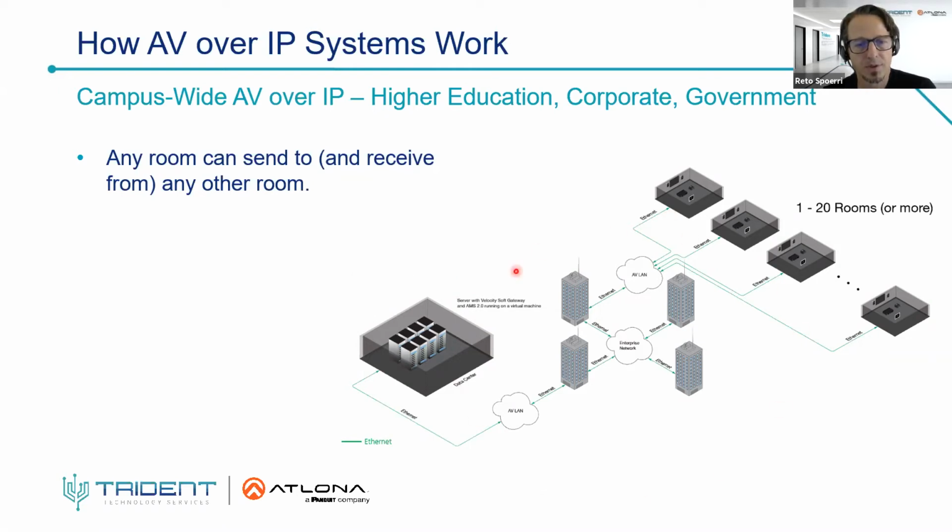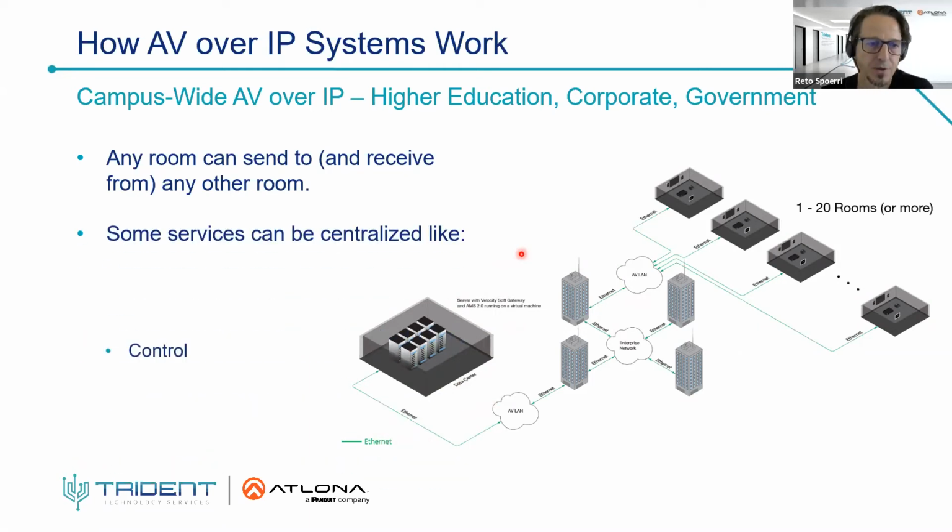Of course, larger campuses have data centers. So what can we do with a data center? Basically, we can centralize services, like, for instance, control. We have seen before the control processor, which is called Velocity in the Atlona world. It was sitting in the room, but it's on the network anyway, so it doesn't matter if it's physically in a room, or if it's just as fine in a data center. We do have small controllers for 3 rooms or 10 rooms or 20 rooms, but we also have the option to deploy a virtual machine that can control hundreds of rooms at the same time.